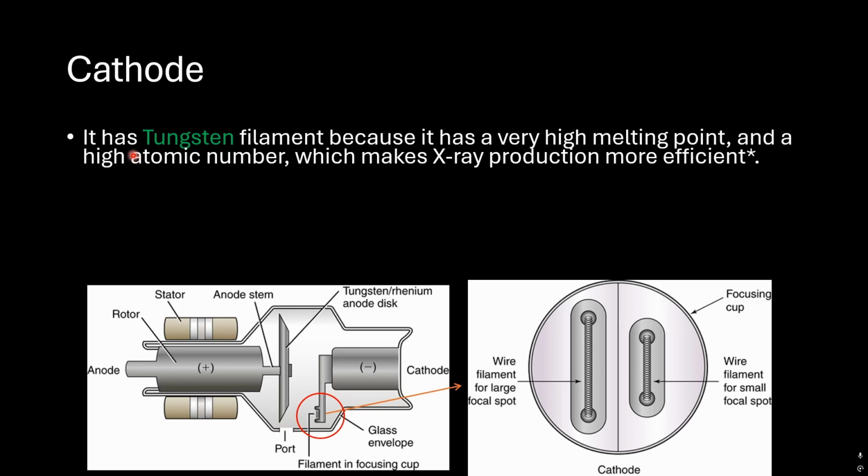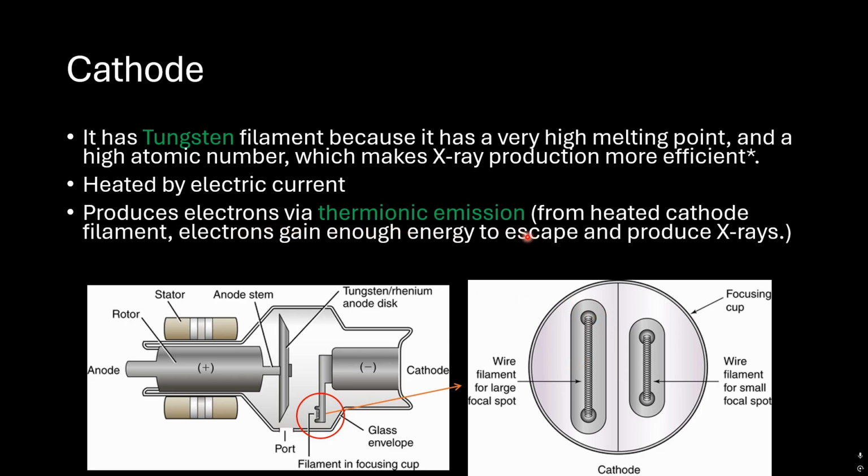Let's get started with the cathode. Here we have the cathode side. It has a tungsten filament because it has a very high melting point and a high atomic number, which makes X-ray production more efficient. The filament here in the cathode side is made of tungsten. This is because tungsten has a very high melting point and atomic number, which will produce a very high number of photons. It's heated by electrical current, so the current will flow within this filament, which will heat up that filament. It produces electrons via thermionic emission, and from the heated cathode filament, electrons gain enough energy to escape and produce X-ray.